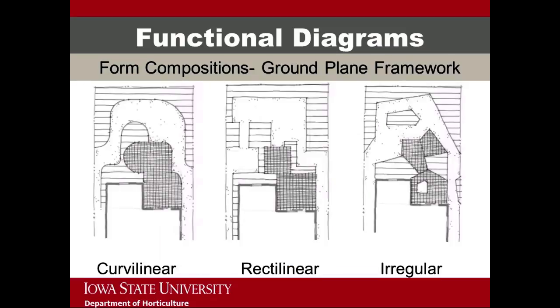Just like bubble diagrams, you can create multiple form compositions. Here is an example of a curvilinear, rectilinear, and irregular shaped form composition, all created from the same bubble diagram. Each space is organized the same, but the details are carried out differently. Are you drawn to a certain style? Or maybe your client expressed to you that they like a certain style.